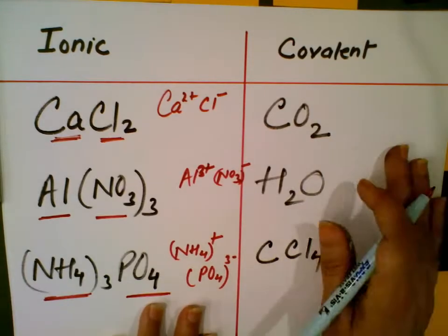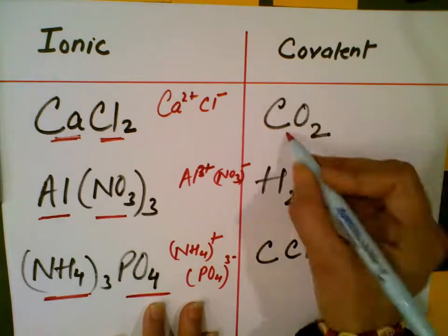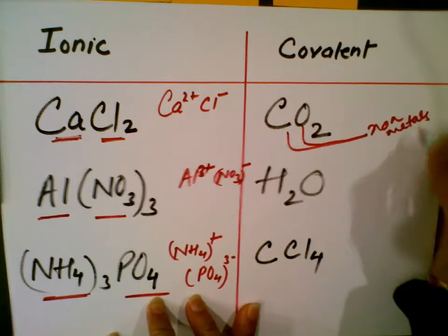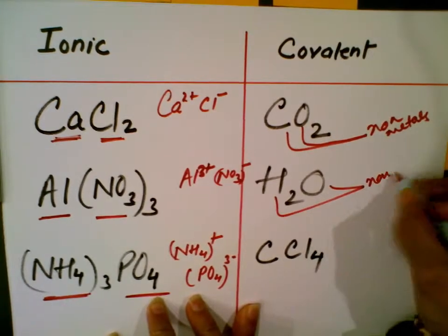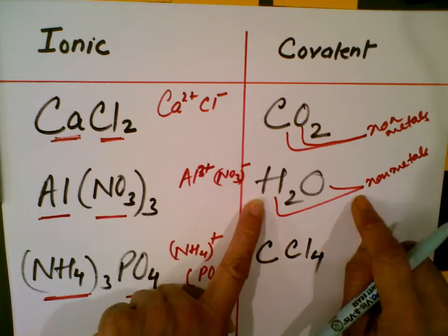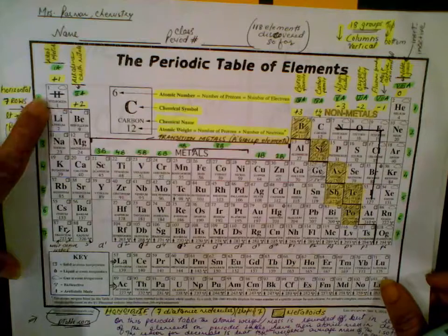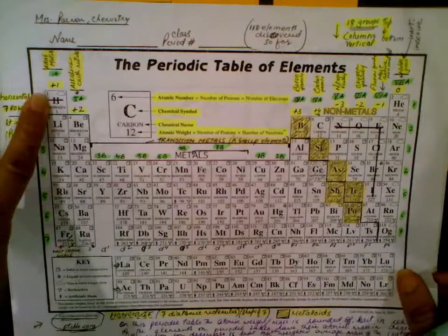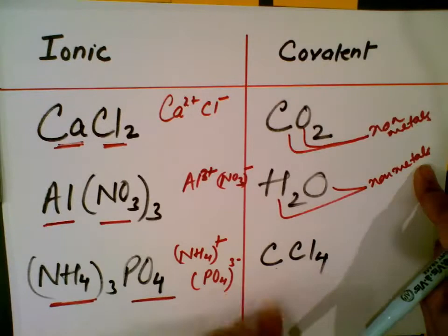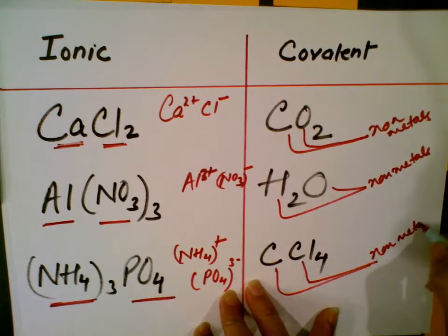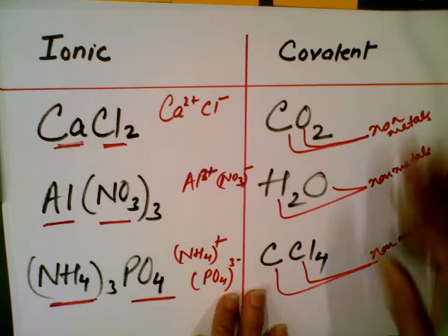Now here these are covalent compounds. How do we know? Because you do not see any metals at all. Carbon and oxygen, they both are non-metals. So is hydrogen and oxygen. When you look at the periodic table, sometimes you get mixed up. You may think that hydrogen is a metal just because it's right here at the very top, right above the alkali metals. However, it is a non-metal. So hydrogen and oxygen, they both are non-metals. Similarly, carbon and chlorine, they both are non-metals. So you can tell that these are covalent compounds.